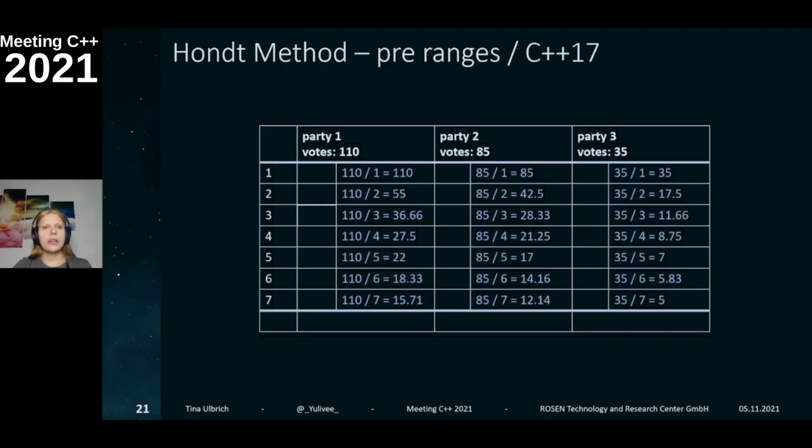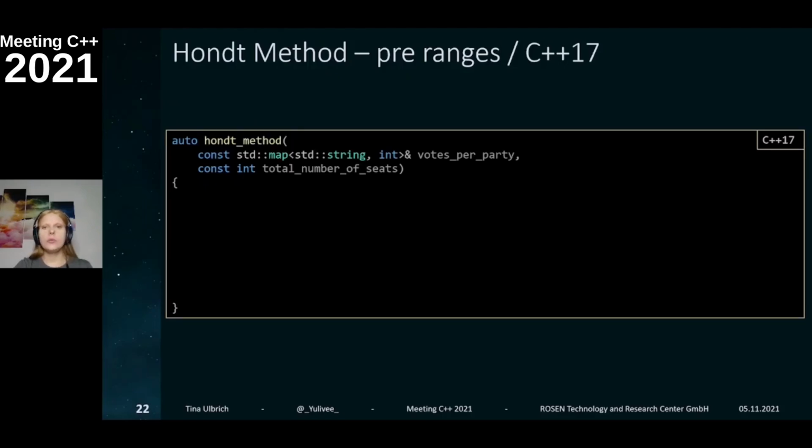So the first step is to calculate those quotients here. So what we need to do is first decide on the output that we want to have from this calculation. And here I decided that I want to have a vector of pairs, and this pair holds a string which holds the party, and a double which holds the result of the division. There's no need to use a pair. I could also use a map or a struct, but I just used it here.